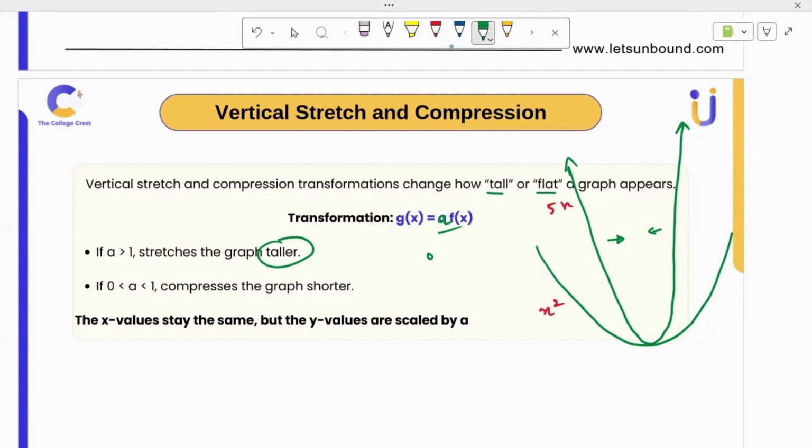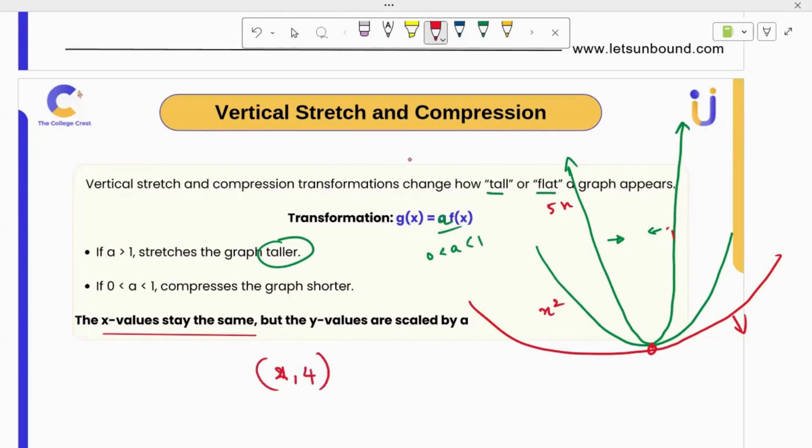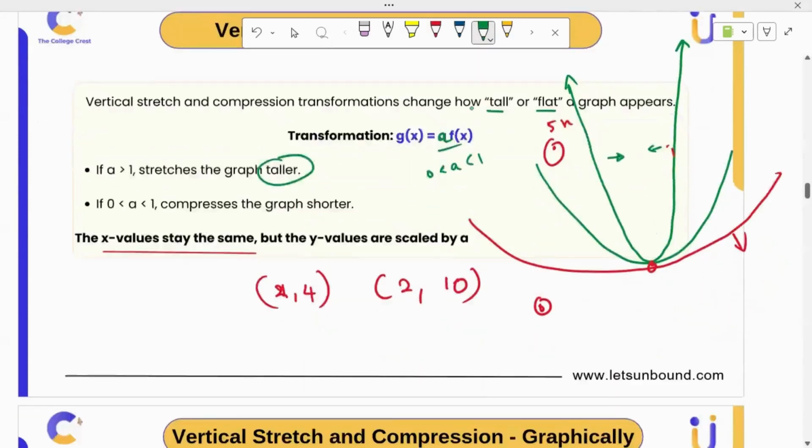If your a is between 0 and 1, the graph compresses, it becomes shorter. For example, this will become like this. The origin will be the same, but it becomes wider, like it becomes flat, while the other becomes taller. So the x value stays the same here, but the y value is scaled by a. For example, if you put 2, you got 4. Now you put the same 2, but you will get something like 10. So the original point (2, 4) will be here, and (2, 10) will be here. So it will become taller. This is vertical stretch and compression.